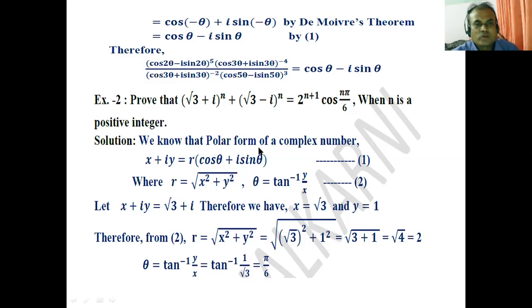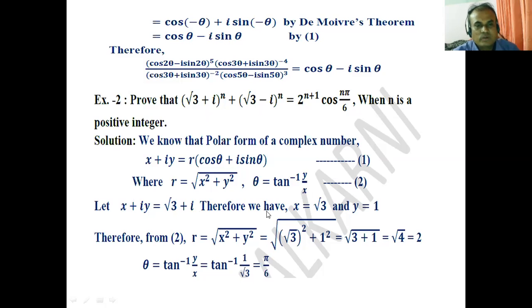We know that the polar form of a complex number, like x plus iy, is equal to r into (cos theta plus i sin theta). This is the polar form of a complex number, equation 1, where r is equal to root of x square plus y square and theta is equal to tan inverse y by x. Now this is the second expression. Each complex number we simplify first and then we take the addition. Now let the first complex number x plus iy be equal to root 3 plus i.